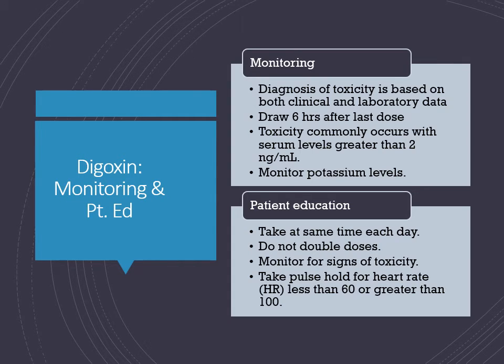As I said, diagnosis of toxicity is based on both clinical and laboratory data, and we need to be correct in our timing or we're going to miss toxicity. Draw it 6 hours after the last dose. Take it the same time each day. We have to tell patients to be mindful of what their heart rates are. Take it every day at the same time. Check their heart rates. Monitor for signs of toxicity, so they need to know what those are.